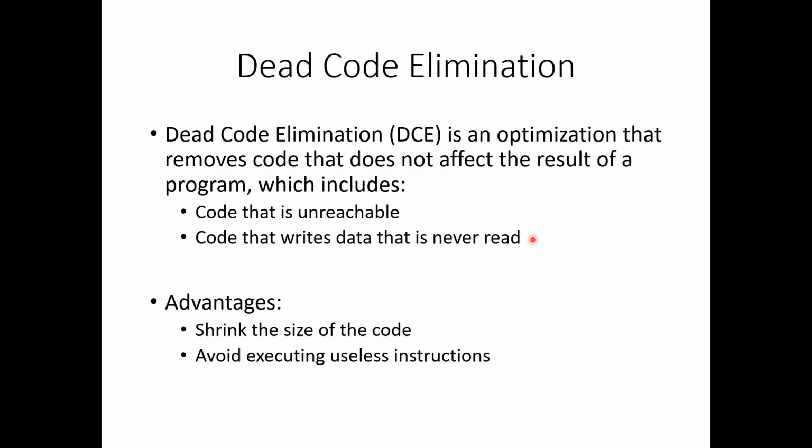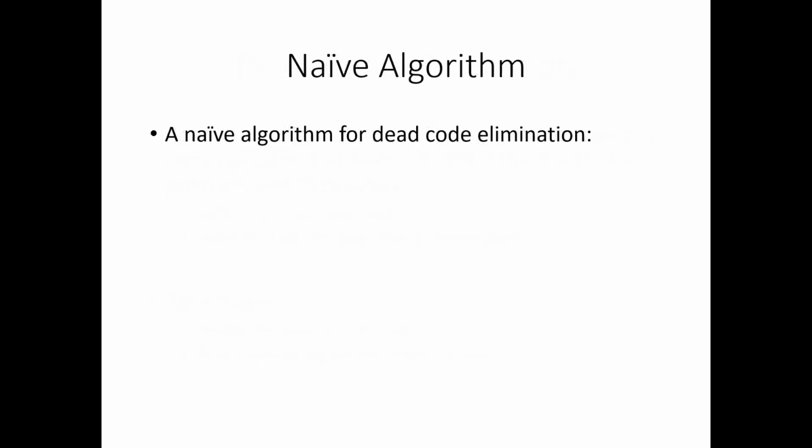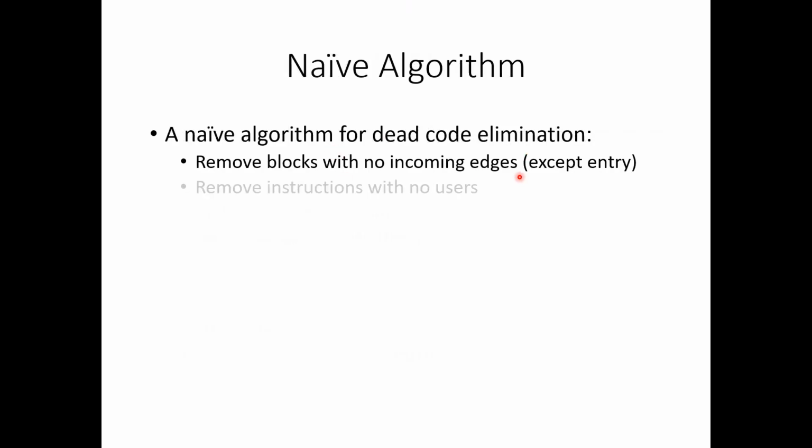Okay. So a naive or a trivial algorithm for dead code elimination is I can remove all blocks that don't have any incoming edges. I can remove all instructions that don't have any users. Okay, and then I can keep repeating this until the control flow graph stops changing. Why do I need to repeat this? Because if I remove a basic block that has no incoming edges, this might expose another basic block that previously had incoming edges and now does not have any incoming edges. Is that clear?